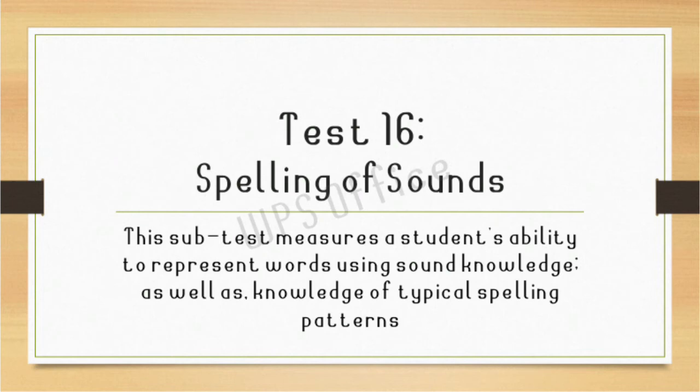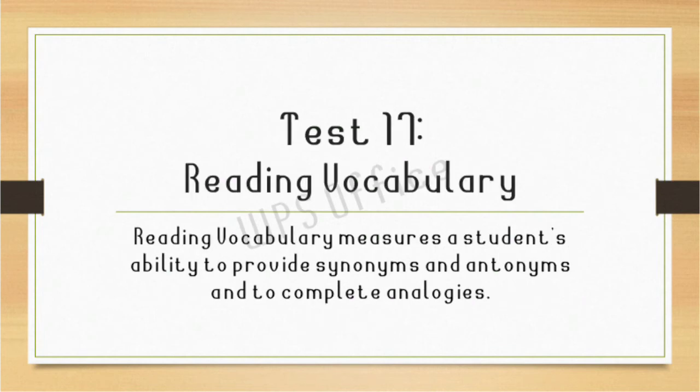Test 16 is Spelling of Sounds. This subtest measures students' ability to spell nonsense words using phonic knowledge as well as knowledge of common spelling patterns. Test 17 is Reading Vocabulary. Reading vocabulary measures the student's ability to provide synonyms and antonyms and to complete analogies. All items are presented in increasing difficulty.